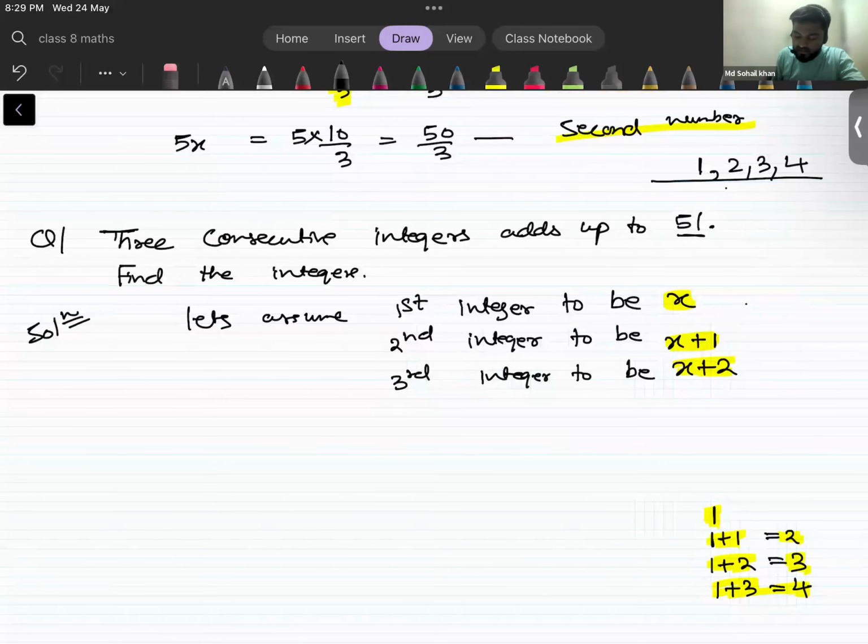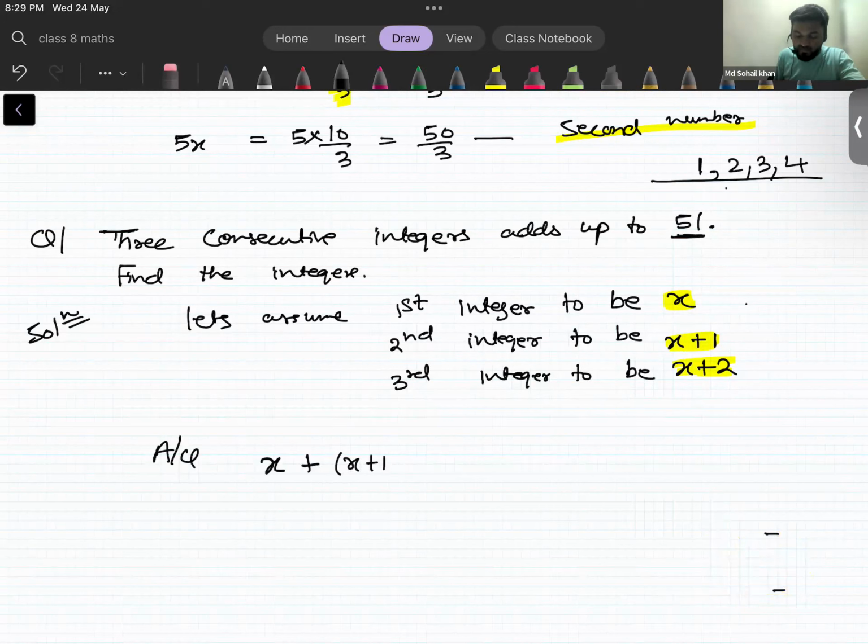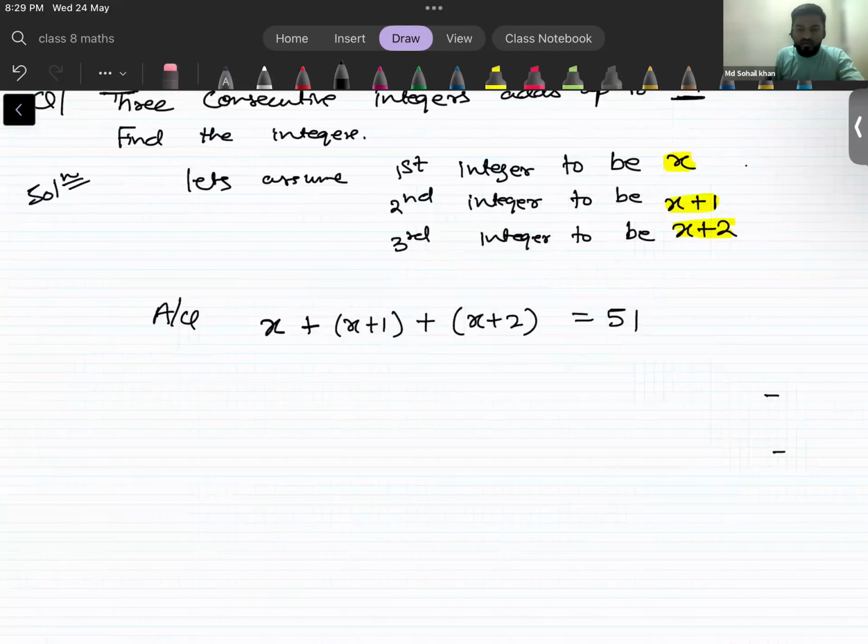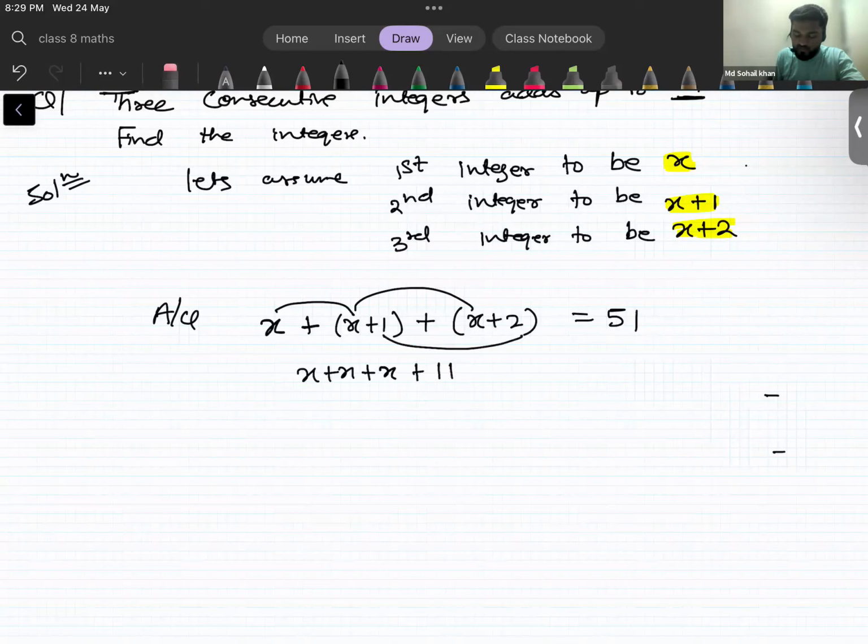So now you need to add these three values and equate it to 51, as the question says. According to the question, we simply need to add these three values. So add them. x plus x plus 1 plus x plus 2 should be equal to 51. Now I guess you can do it very easily. So you simply add these three x's here: x plus x plus x, and add 1 and 2, that is 1 plus 2, equals 51. So that should be 3x plus 3 equals 51. Right, Ahmed?